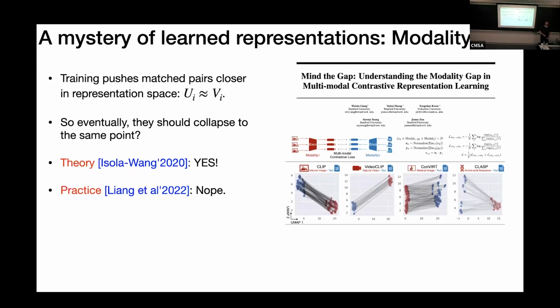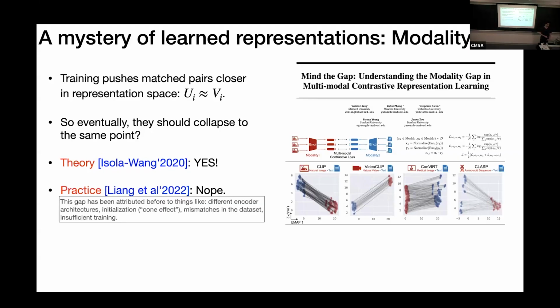So what's going on? Well, people were very interested to try to explain what's going on, and there were many theories. One theory was that maybe it's these different models. Here we have natural image and text. Those are different models, different architectures. Maybe that's leading those things to just get pushed separately. There are many other possible reasons, like mismatches in the data sets. I mean, who knows?